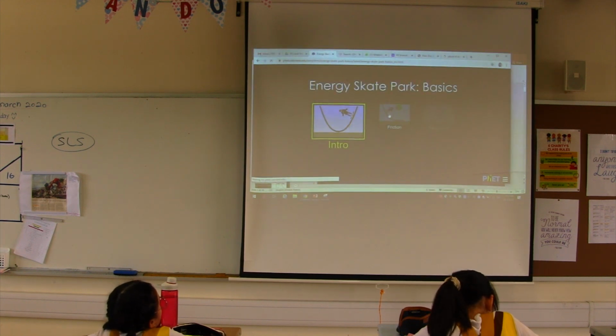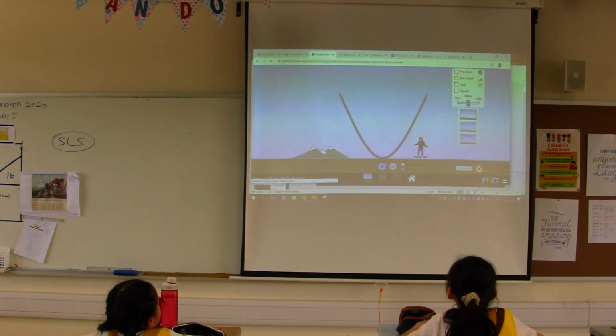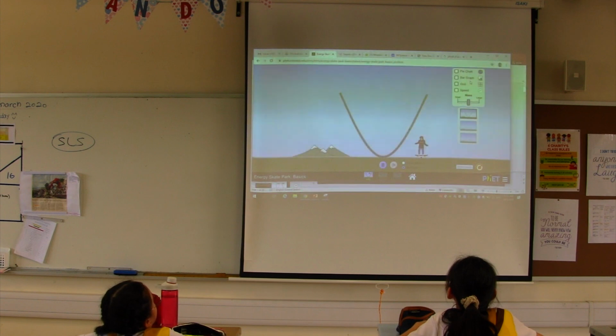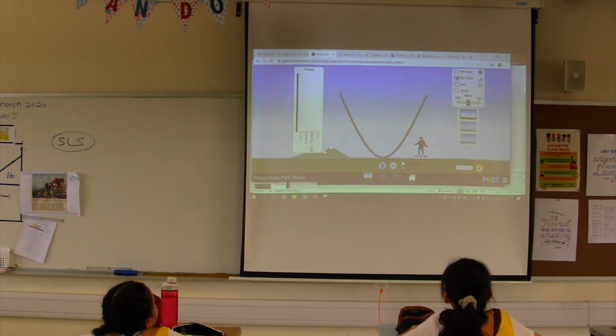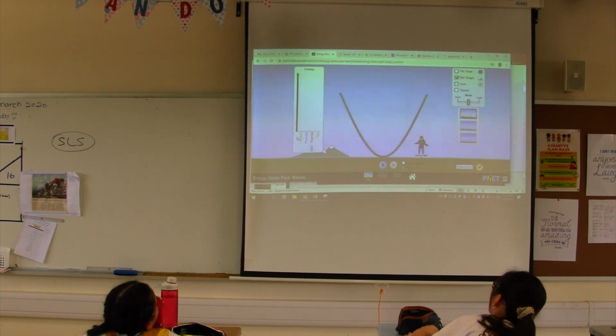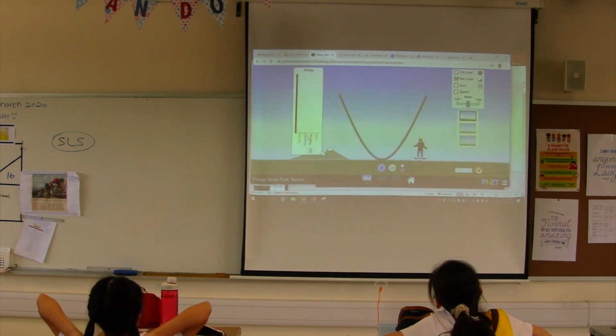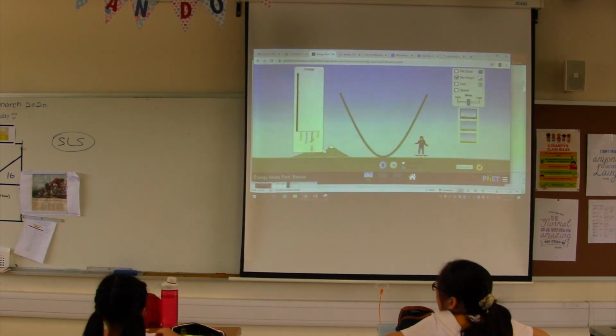Let me change the skate park to another one. There are a few options we can choose. This one is friction, this is playground. Let's try the intro one first. And there are a few options here, pie chart, bar graph. I think bar graph. Now this line here tells you the total energy. Here there are a few kinds: kinetic energy, potential energy, thermal meaning heat energy.